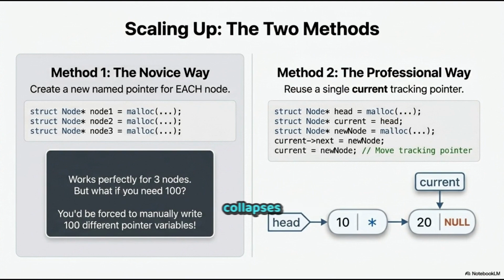The novice method collapses because you'd literally be forced to write 100 different variable names. No way! The professional method is to use a single tracking pointer, usually called current. You just set current equal to the head, then you simply update current by saying current equals current arrow next. This allows that one single pointer to hop gracefully along the chain, node by node, endlessly. It scales flawlessly to absolutely any size.